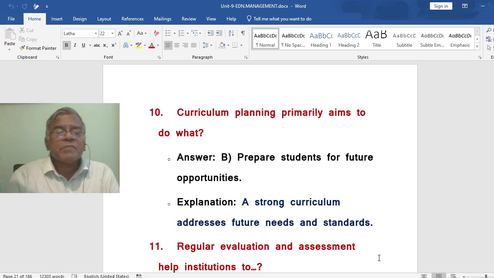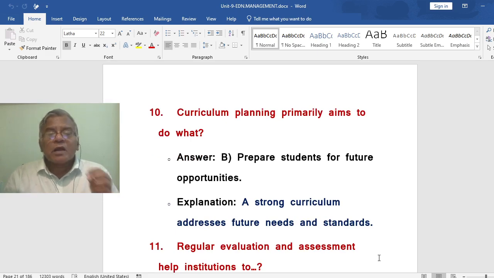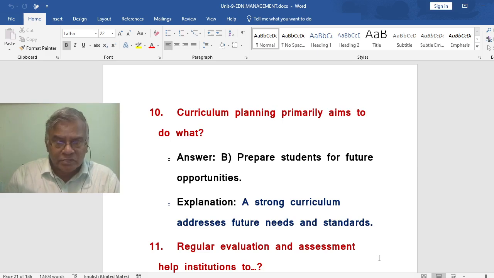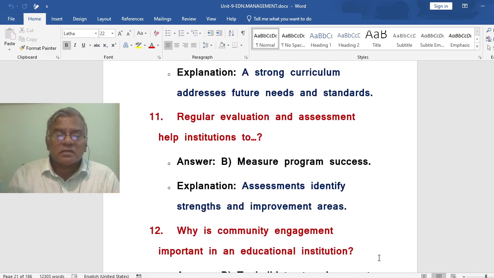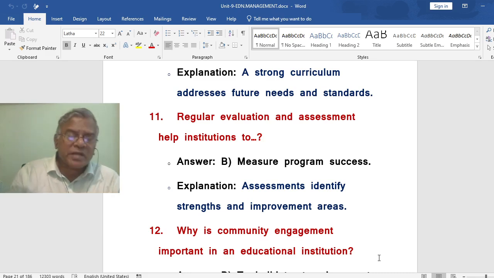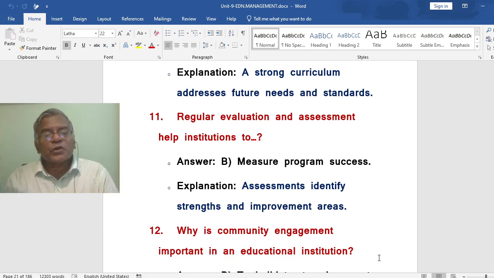Curriculum planning primarily aims to what? That is preparing students for future opportunities. Curriculum planning primarily aims to prepare students for future opportunities. A strong curriculum addresses future needs and standards. Regular evaluation and assessment help institutions to measure program success. Assessments identify strengths and improvement areas in the educational institution.